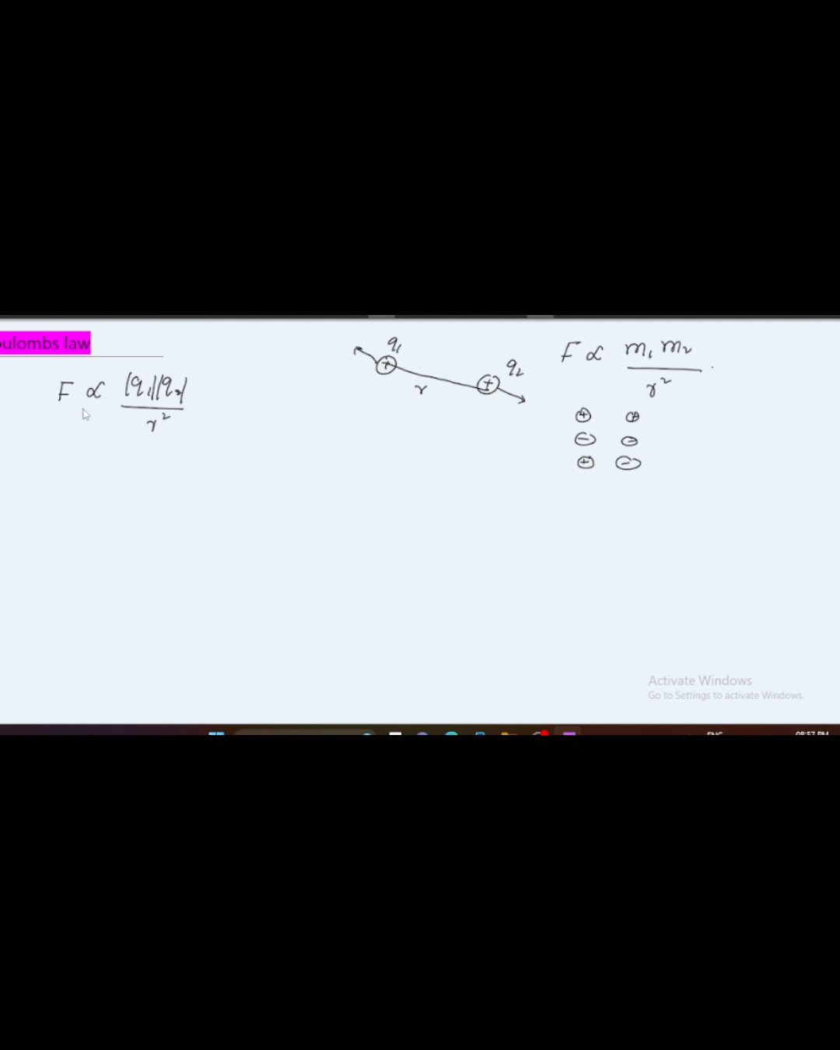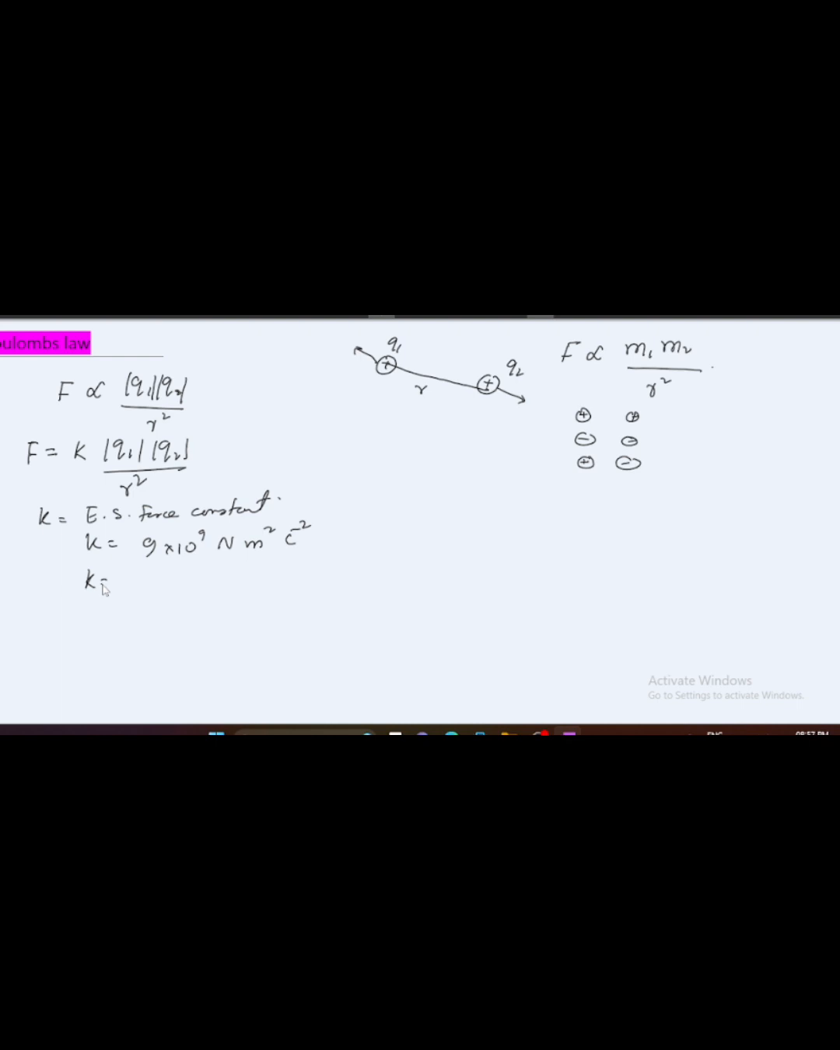So if I remove this proportionality sign, a proportionality constant K is introduced: F equals K Q1 Q2 divided by r square. This K is called the electrostatic constant, or electrostatic force constant. Its value is K equals 9 into 10 raised to the power 9 Newton meter square per Coulomb square. So this is the unit of this K.